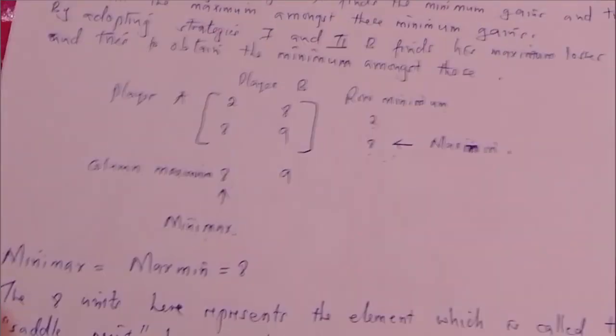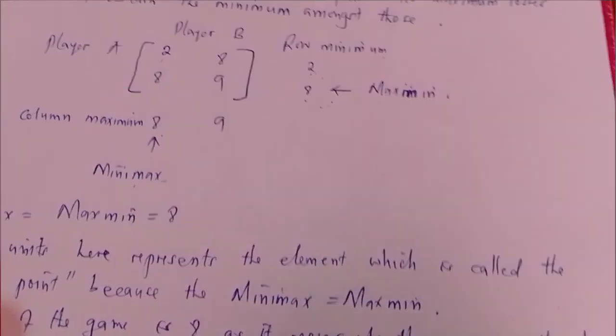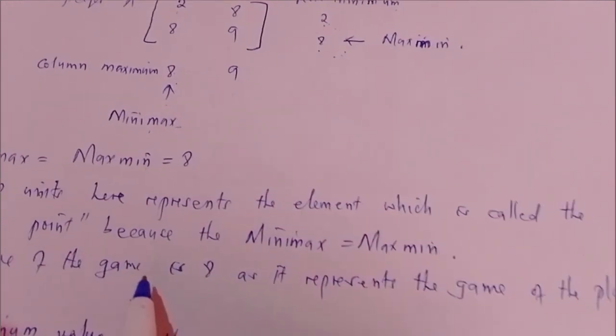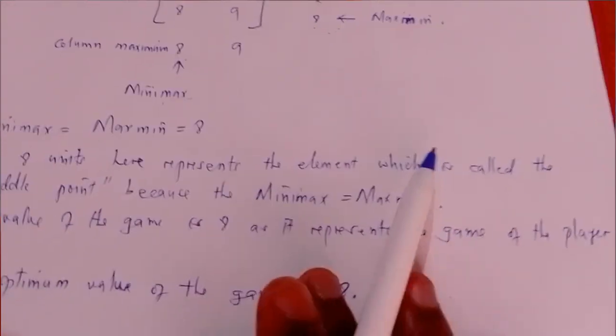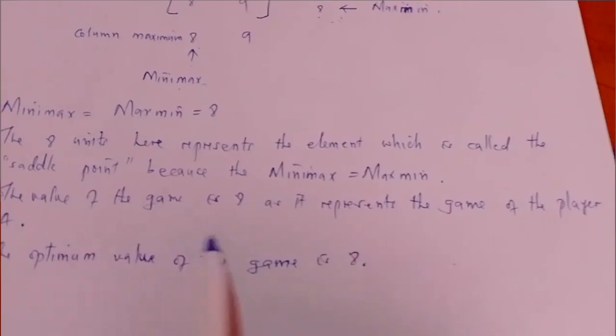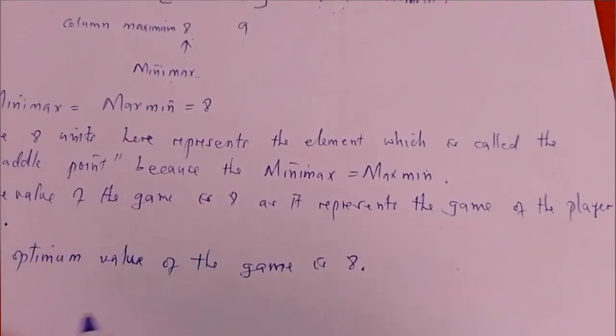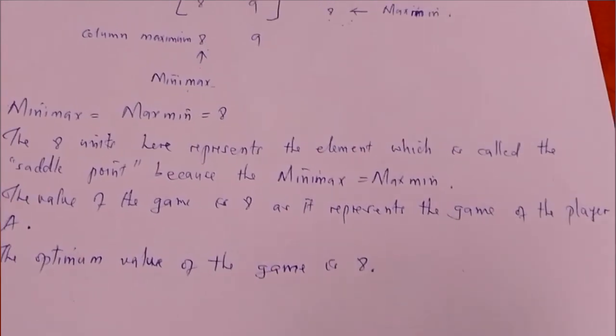They are identical. Then that element is called the saddle point. That's why I'm saying that the 8 units here represent the saddle point, because the minimax is equal to the maximin, and the value of the game is 8, as it represents the game of player A. The optimal value of the game is 8.